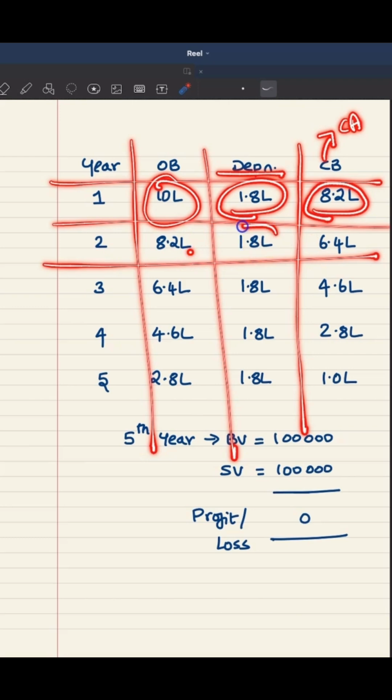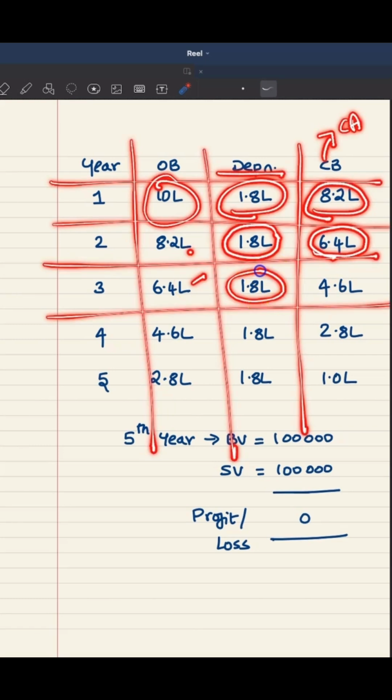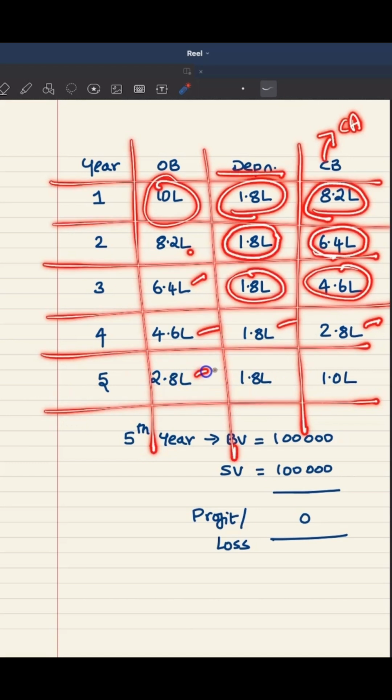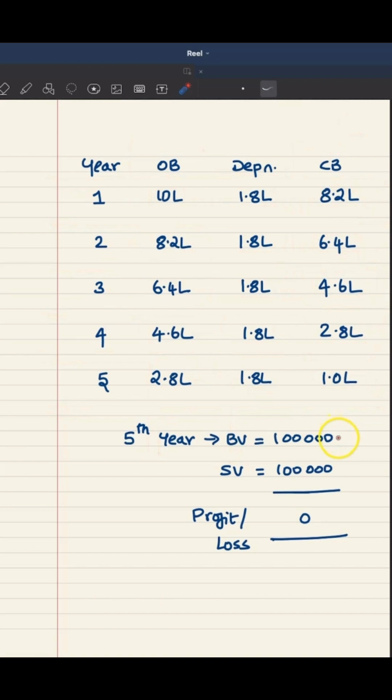On this, again, depreciation as per straight line method, what we have calculated, 1.8 lakh, is deducted. So the carrying amount is 8.2 minus 1.8, 6.4 lakh. For the third year, this is going to be the opening balance 6.4, depreciation same figure, closing balance. Let's repeat it. Fourth year, closing balance is 2.8, and in the fifth year, 2.8 minus 1.8, the closing balance is 1 lakh. So in the fifth year, the book value or the carrying amount will be 1 lakh, and if that asset can be sold at the estimated value of 1 lakh itself, then the story of this asset will come to an end and there will be no profit, no loss.